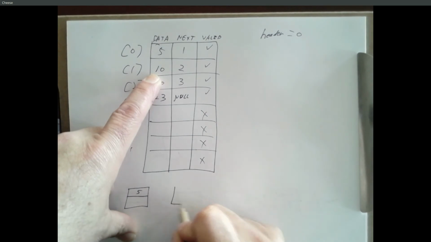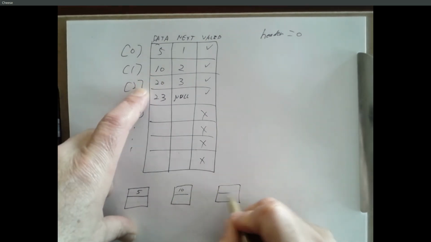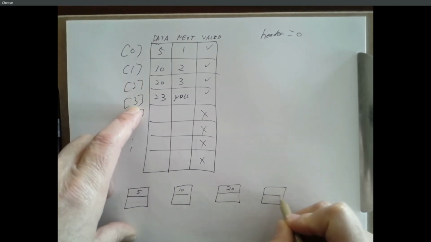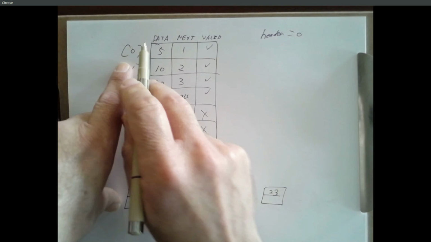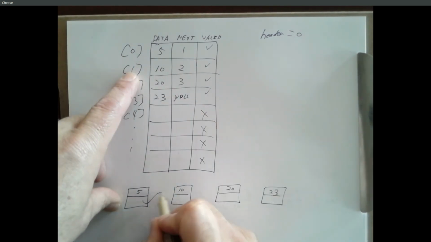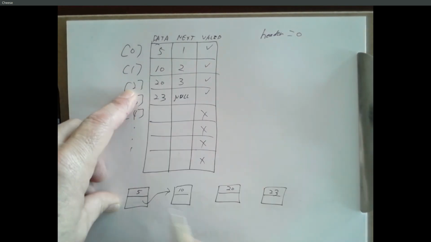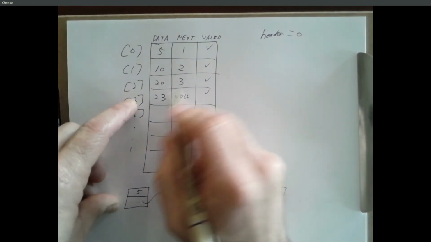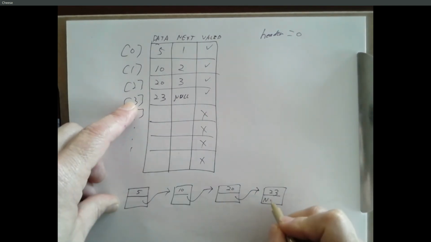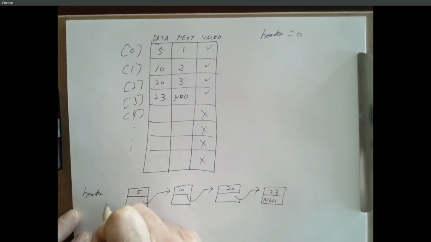So index 1 is a 10, index 2 is a 20, index 3 is a 23. So block 5 should point to this block containing a 10. That's that arrow. That should point to the block containing a 20, which should point to the block containing a 23, which doesn't point to anything. It's the end of the list. And our header points here.